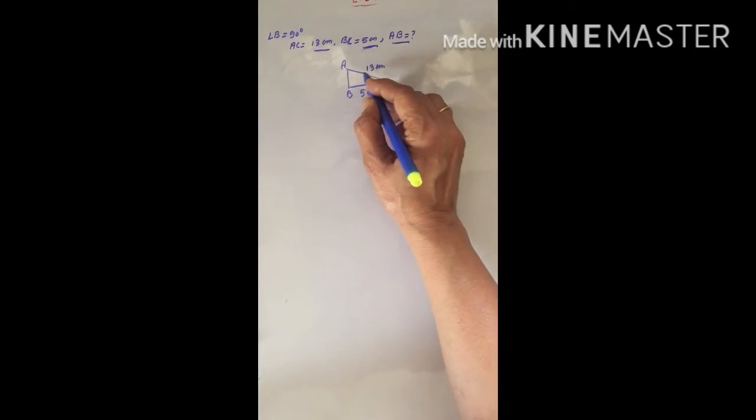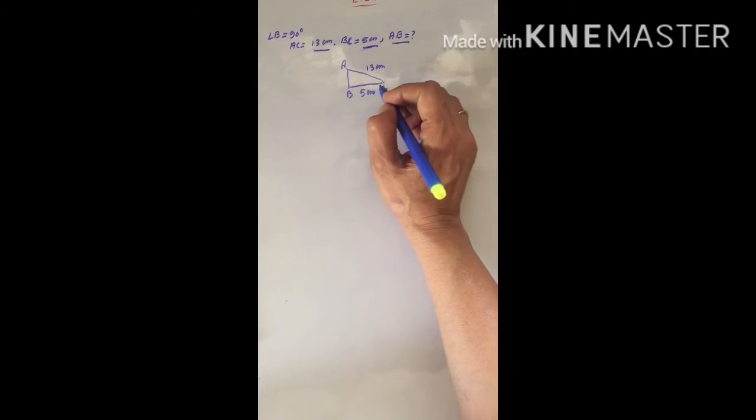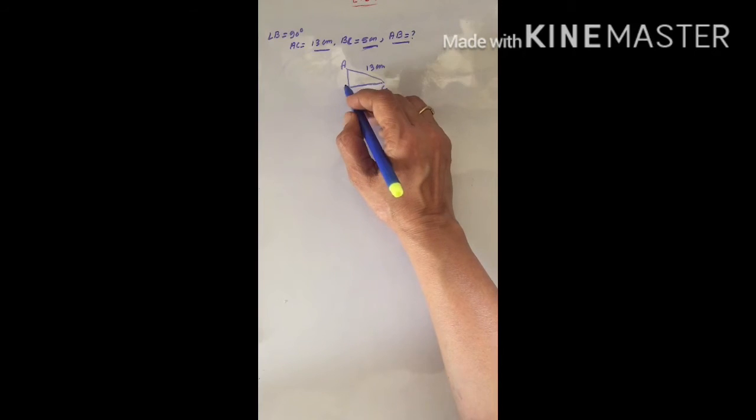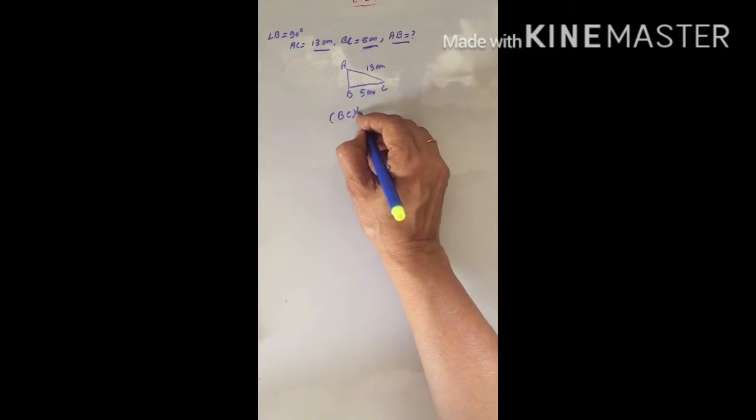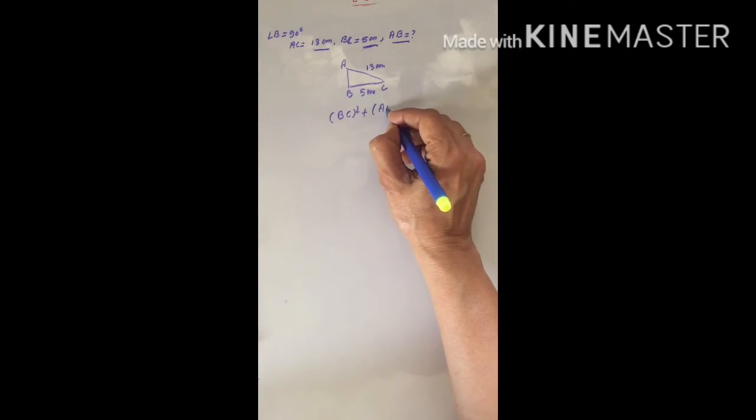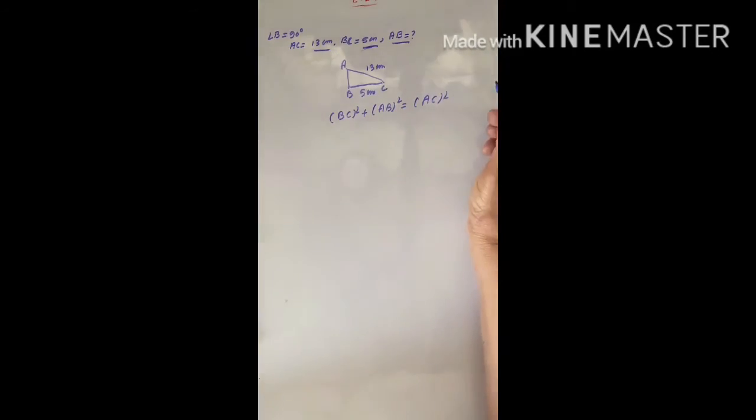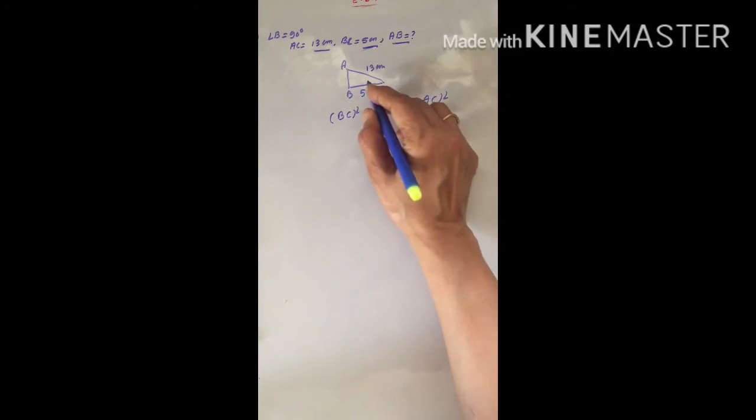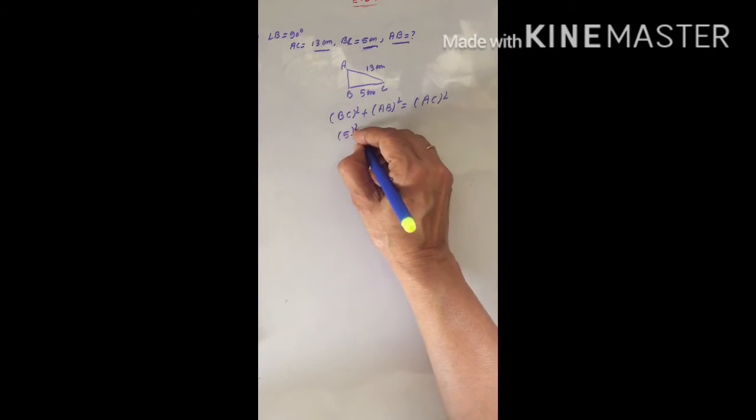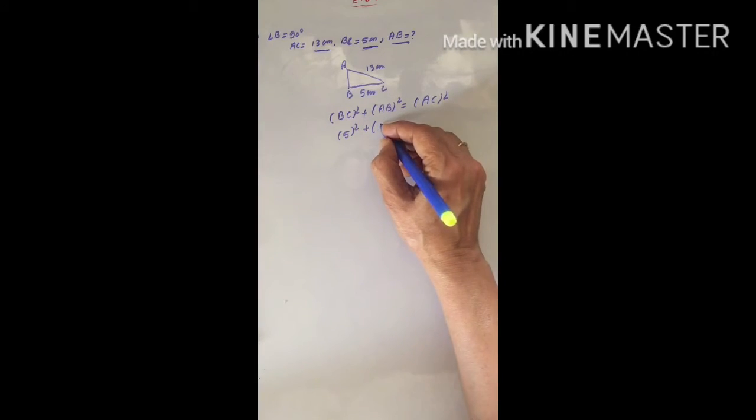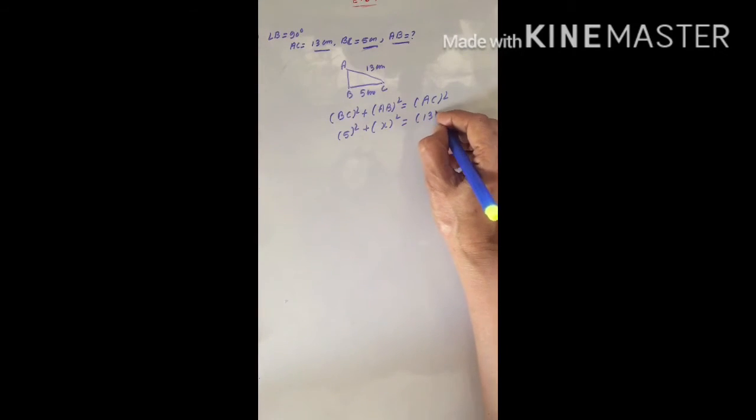It means the square of AC is equal to the square of AB plus the square of BC. Now here AB is not given, so we can write it like this also: BC square plus AB square is equal to AC square. Now AC is the hypotenuse, it is already given here. BC is given, that is 5. AB is X, which we have taken. AC is given, that is 13.